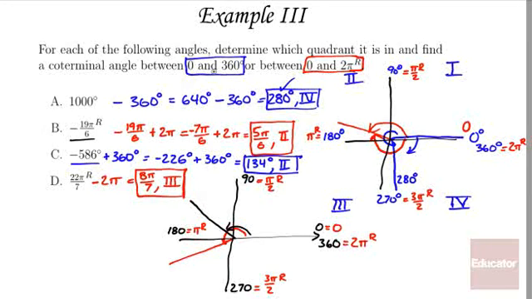And once you get it in that range, if you want to figure out what quadrant it's in, in degrees, it's a matter of checking 0, 90, 180, 270, and 360. In radians, it's a matter of checking 0, pi over 2, pi, 3 pi over 2, 2 pi. Which one of those ranges does it fall into? That tells you what quadrant it's in.